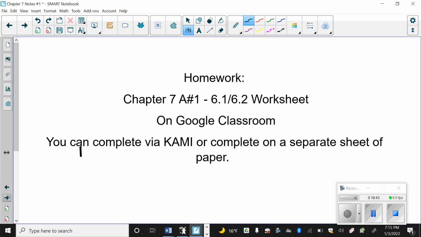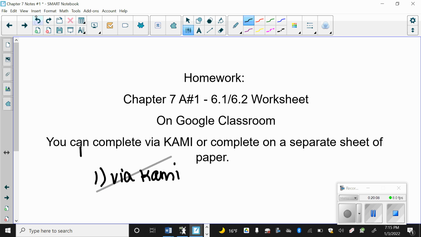All right, your homework tonight is Chapter 7, Assignment Number 1, which is a worksheet. The worksheet is posted on Classroom. You have 3 ways to complete this worksheet. The first way is you can complete it on your Chromebook via Kami extension or something similar if you have a different extension that works the same.